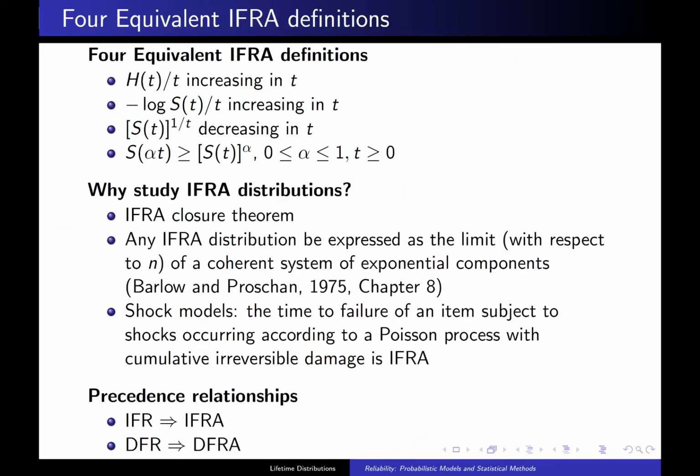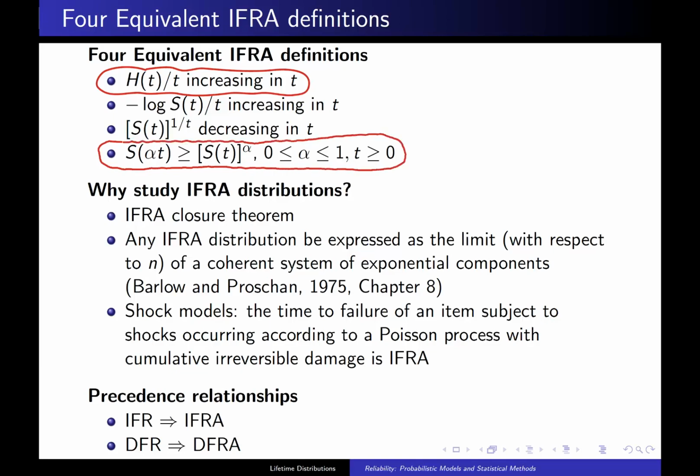Here are 4 equivalent IFRA definitions. Here's the first one we looked at. H of t divided by t is increasing in t. That's how we did it first. And then the second thing we did was we proved a result that said S of alpha t is greater than or equal to S of t to the alpha for some alpha between 0 and 1.